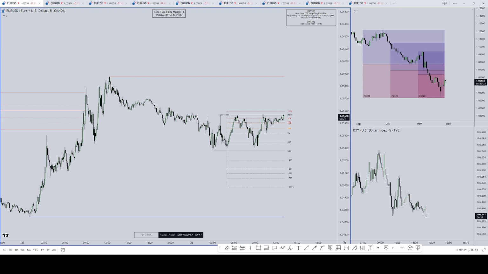So price action model 1 is an intraday scalping model, which makes use of the IPDA 20 look back, right? So we're going to look at the last 20 trading days and determine which PD arrays to select based on that. A prerequisite for this model, however, is mastering the high probability scalping series.